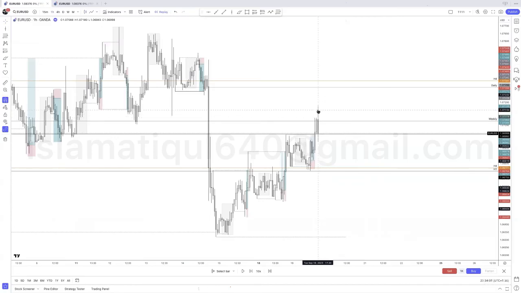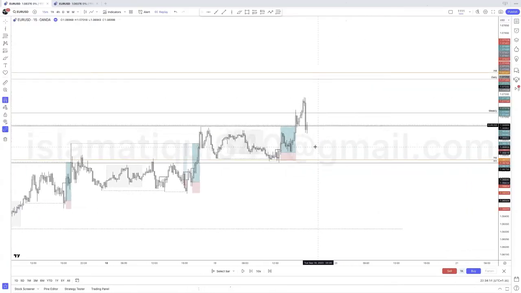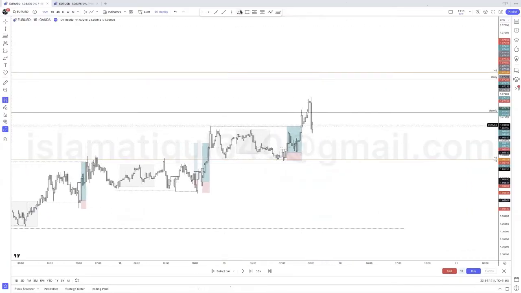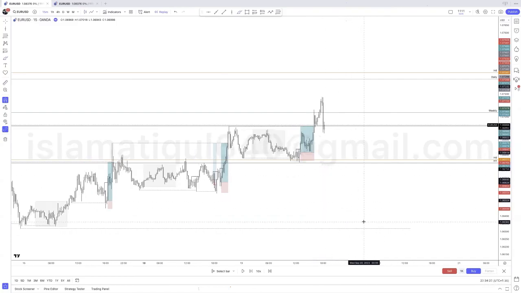Liquidity was swept, came back down. I'm not going to enter, because I don't know what's happening here. One thing I do know is that it can fall from here, but I have no entry criteria. So let's wait. I'm not sure.